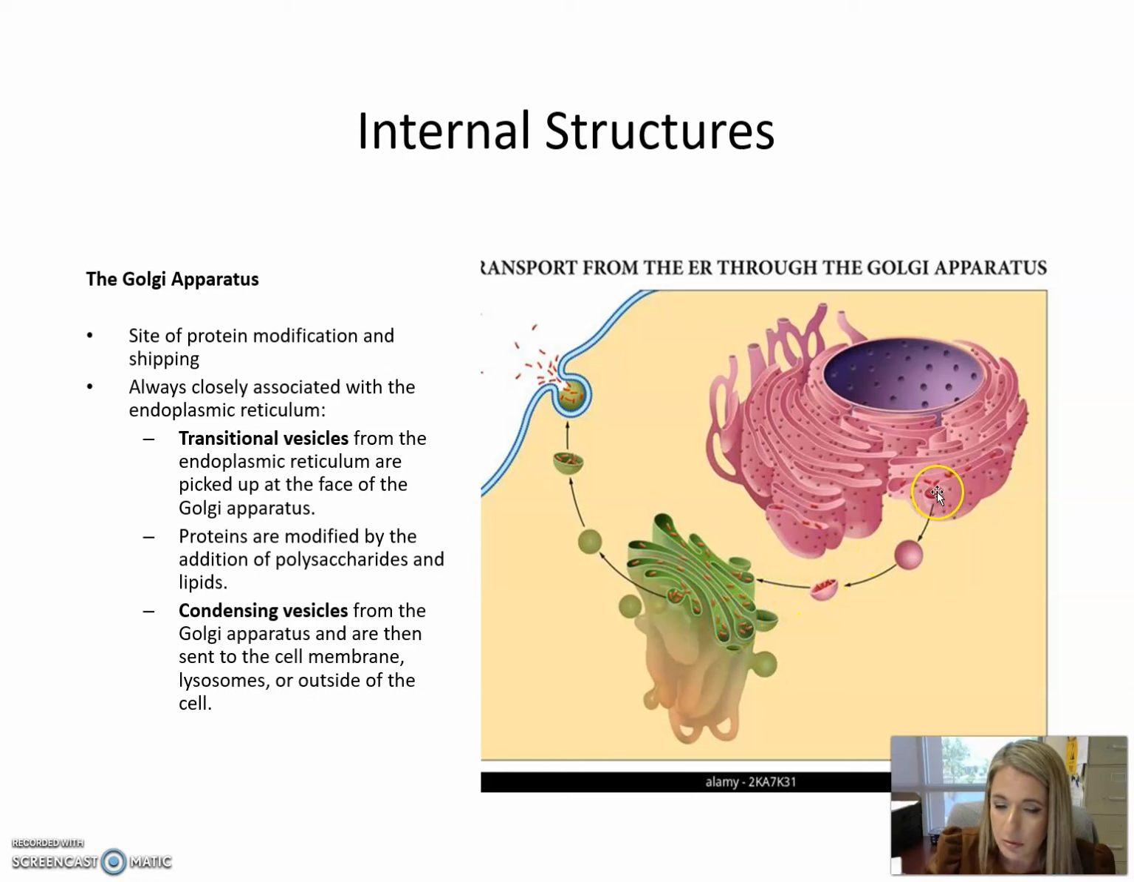When the proteins are stored and then transported out of the rough endoplasmic reticulum, they're going to be transported in transitional vesicles until they get to the Golgi apparatus. Then they're going to be chemically modified in some way, maybe by adding sugar groups. And then they're going to be repackaged in new vesicles called condensing vesicles. The condensing vesicles will carry the proteins to their final location within the cell, which, like I said, in this case is going to be outside of the cell via exocytosis, but it could be the cell membrane, it could be to a lysosome.